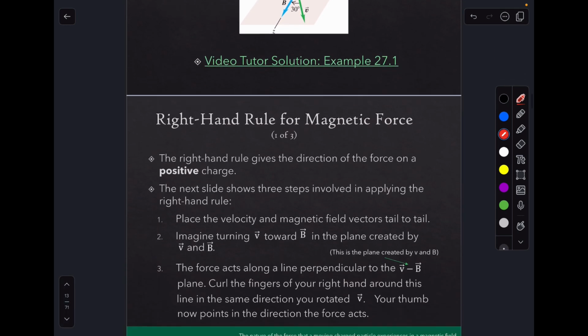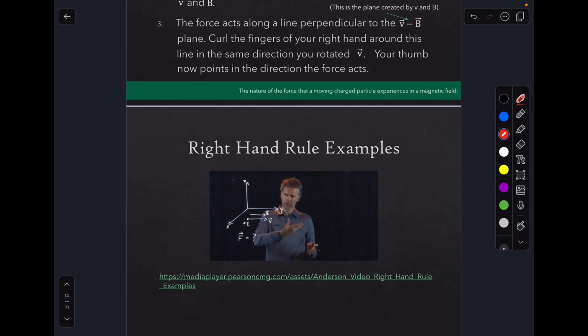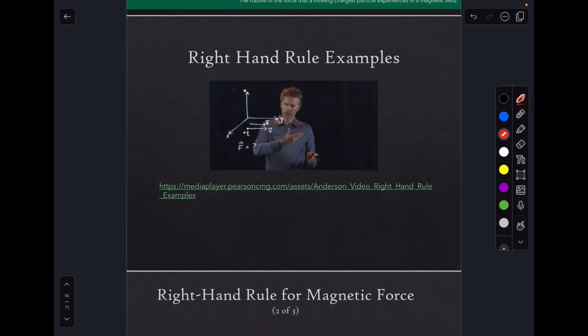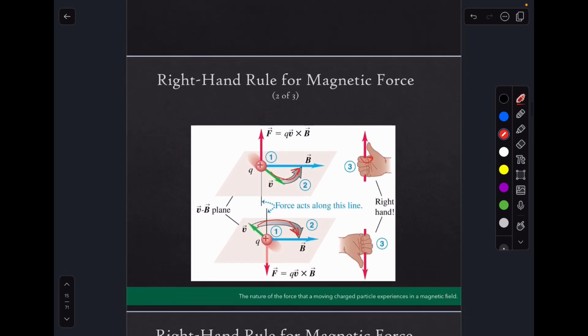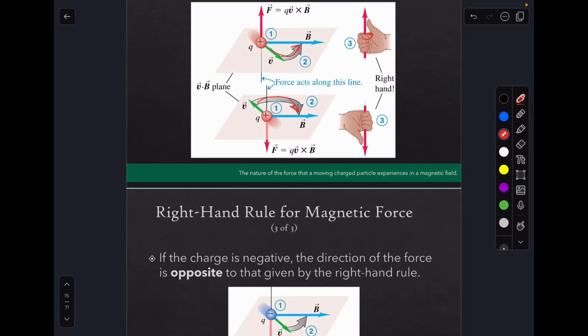And we did this example. This explains the right-hand rule. Here you can visually see the right-hand rule in action if you click on this video. Okay, here it is in a sketch.